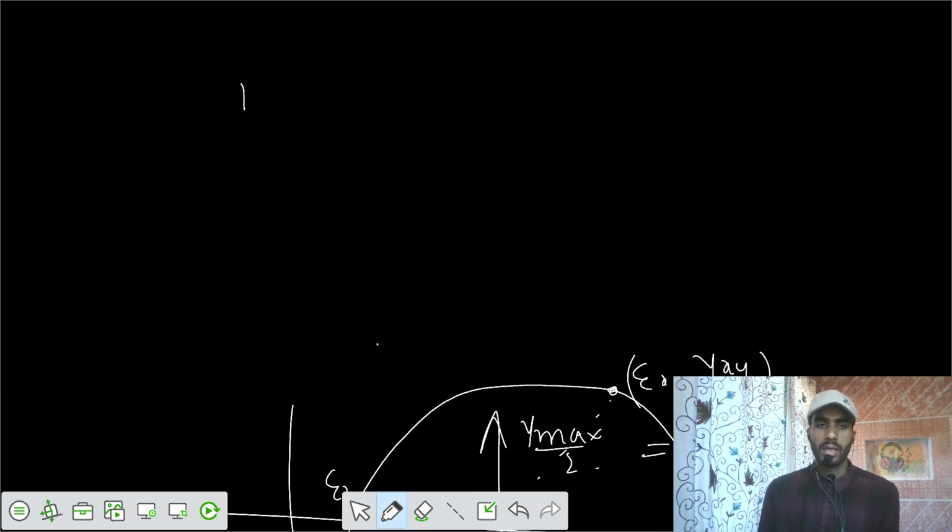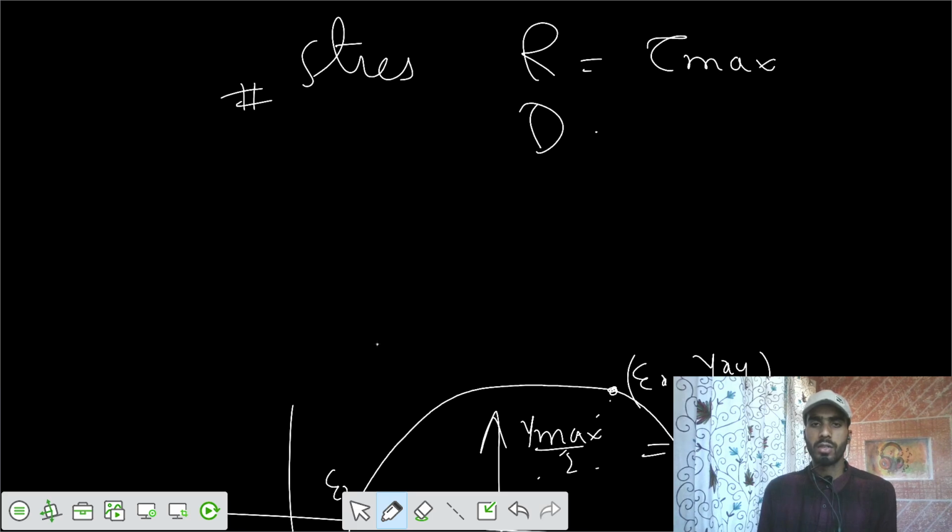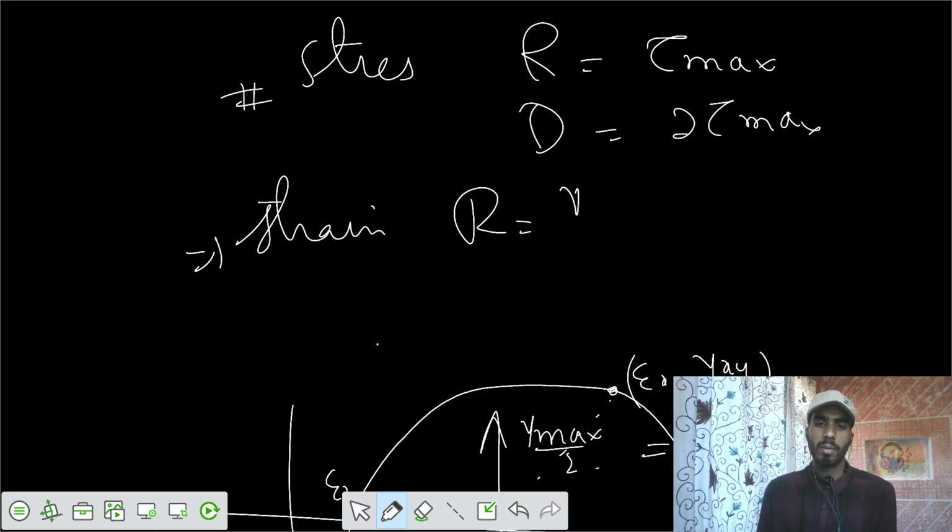So in Mohr's circle for stresses, you said that radius equals tau max. That means diameter equals 2 times tau max. And in the strain Mohr's circle, you said that radius equals gamma max by 2. That means diameter equals gamma max.